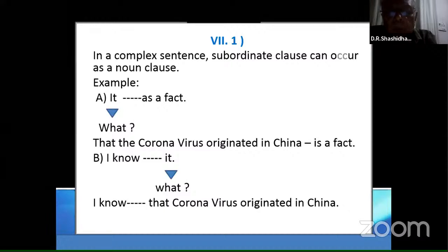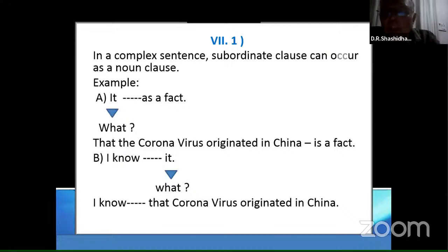You know, what I meant was, example A, it is a fact. What does that it stand for? It stands for a noun clause. What is the noun clause that I have given for an example? That the coronavirus originated in China is a fact. I know it. What is it that you know? I know that the coronavirus originated in China. Fine, next.